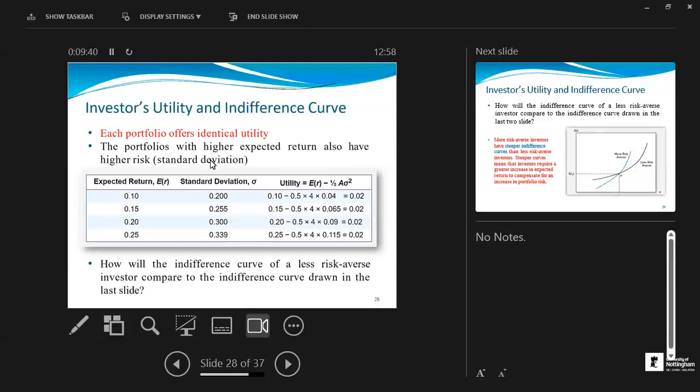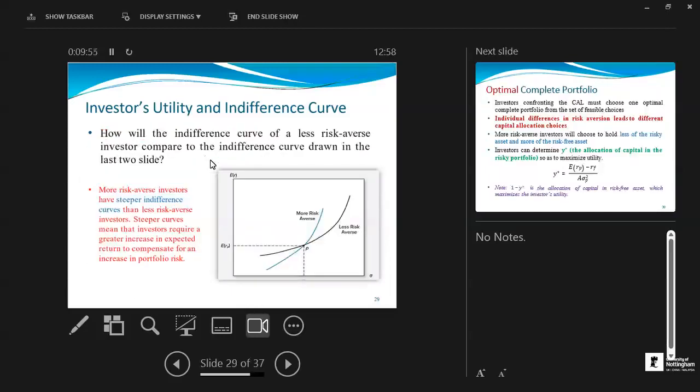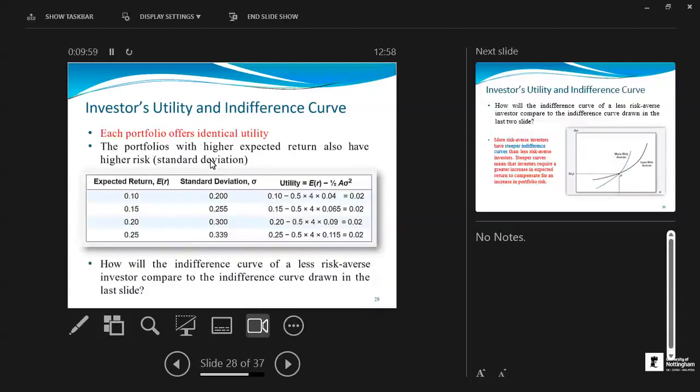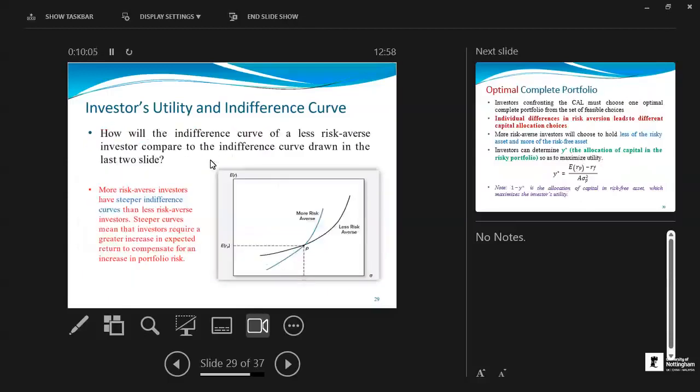So here, to solve this problem, I assumed a risk aversion A equal to 4. Okay, good. Right. Okay. So if I change this A, what do you think will happen to utility? Utility will also change, right? So that leads to this next question.